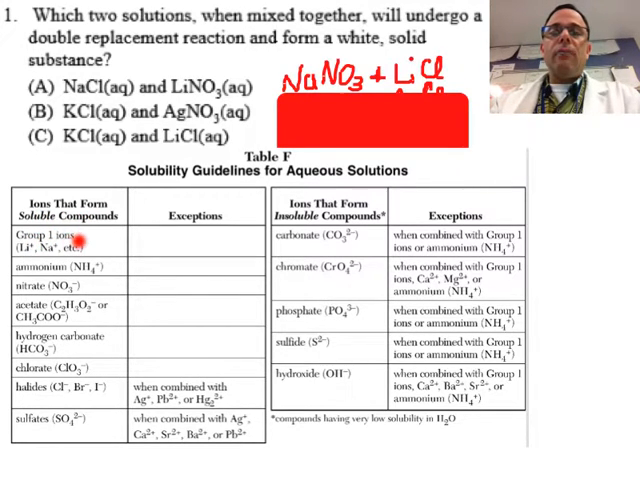So substances that have in their formula group 1 ions such as lithium, sodium, and so forth, they will be soluble in water unless these exceptions are met. Now, there are no exceptions. So anything that has lithium, sodium, or so forth in the formula will be soluble in water. So here we have sodium nitrate, and it fits this rule perfectly. This will be soluble in water.